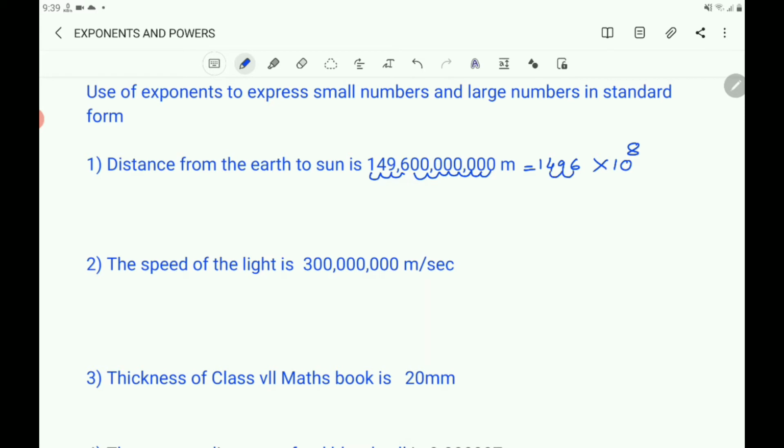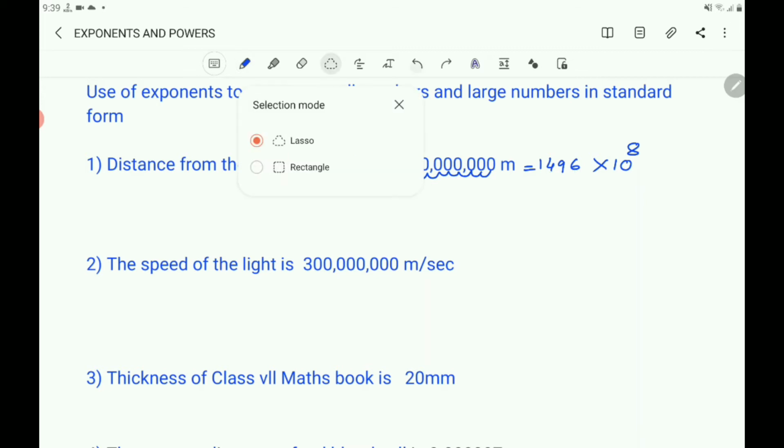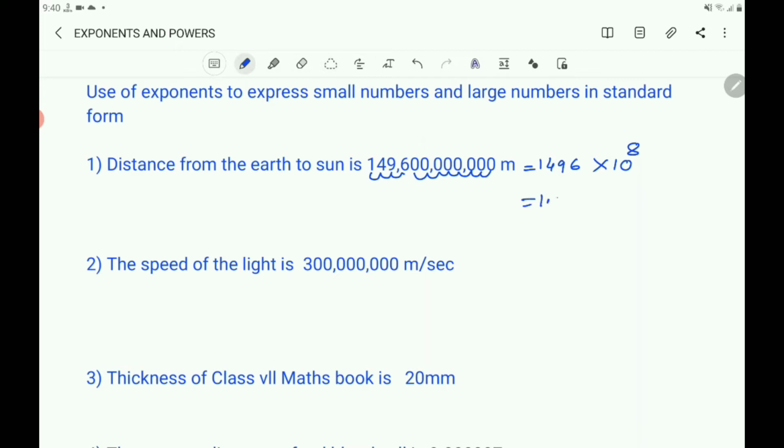Again, you can take these three terms after the decimal point. Then it becomes 1.496 into 10 power 8. Here 3 digits we have taken after the decimal point, then it becomes 10 power 3 for this. So 1.496 is approximately equal to 1.5. So you can write 1.5 into 10 to the power of 8 plus 3, becomes 11 meter.